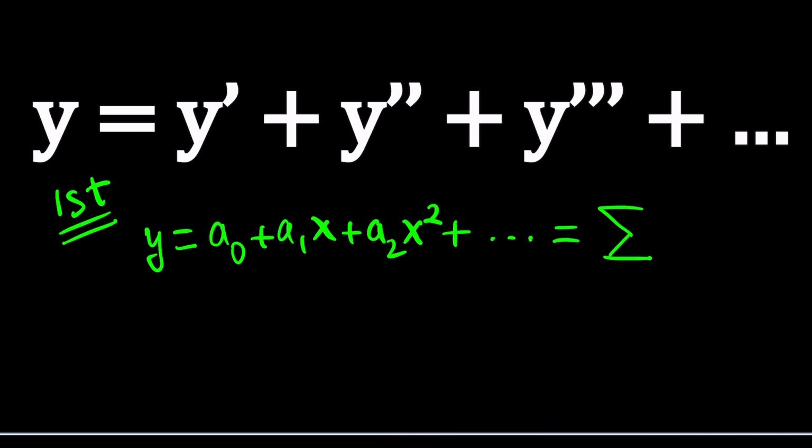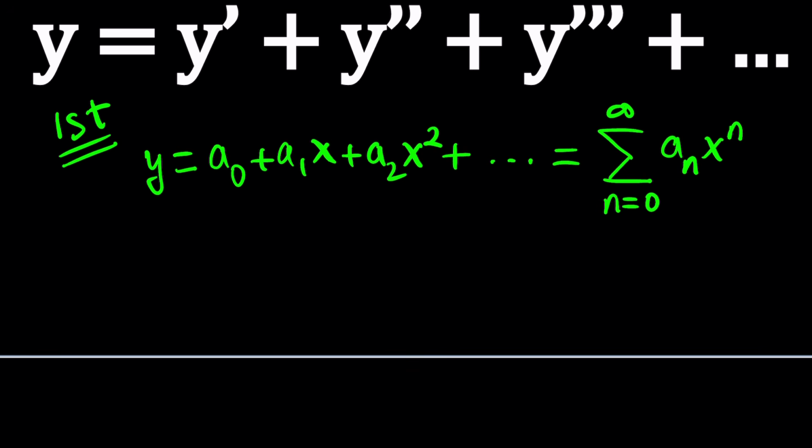Sigma is the summation symbol, as you should know. So let's start with the sum from n equals 0 to infinity of a sub n x to the power n. If you replace n with 0, you get the constant term, and n equals 1 gives you the linear term, and so on and so forth. Make sense? Okay. Now, once we have this in sigma form, we can differentiate it easily.